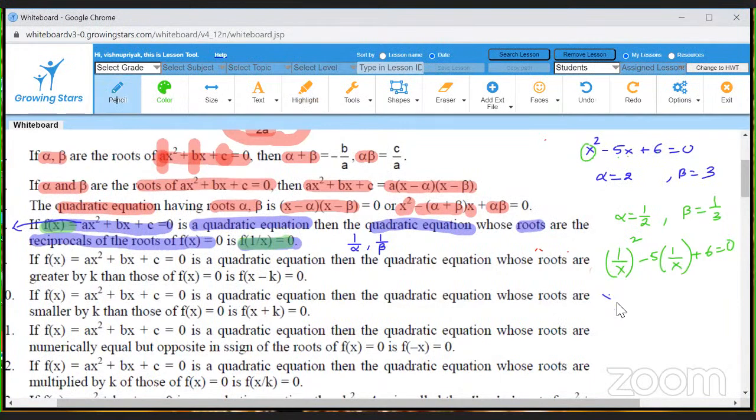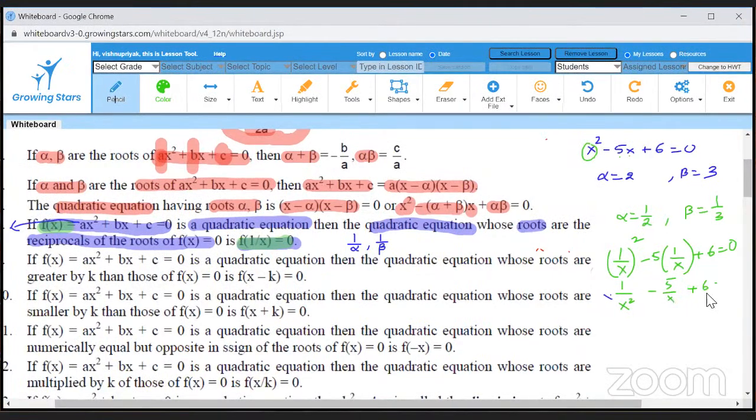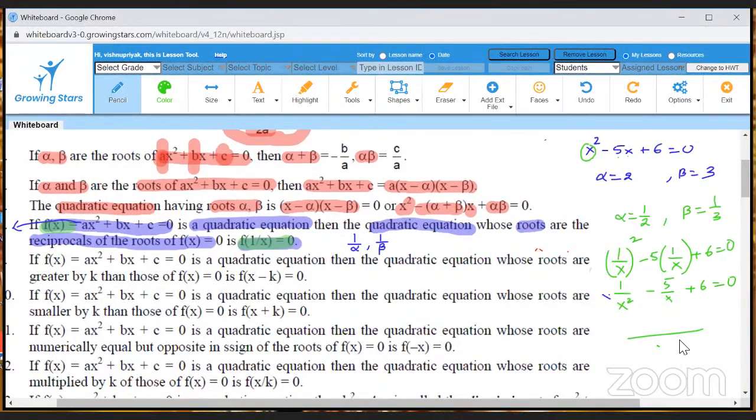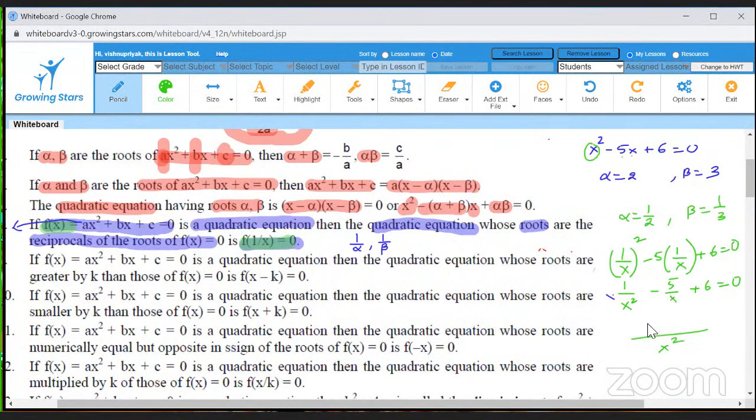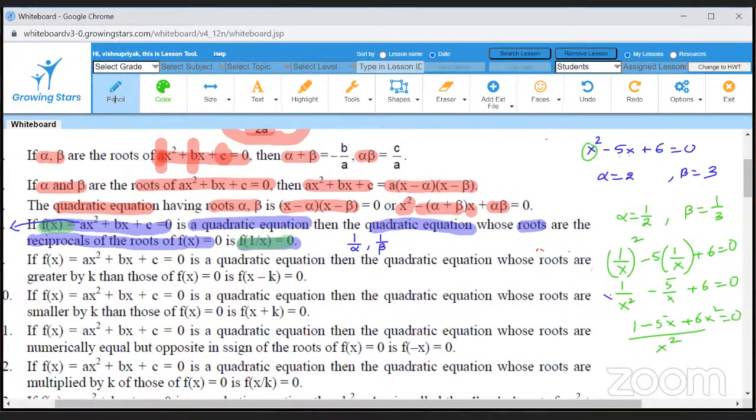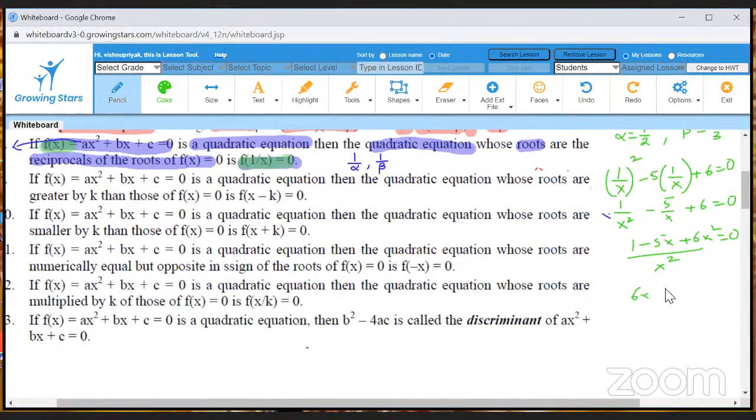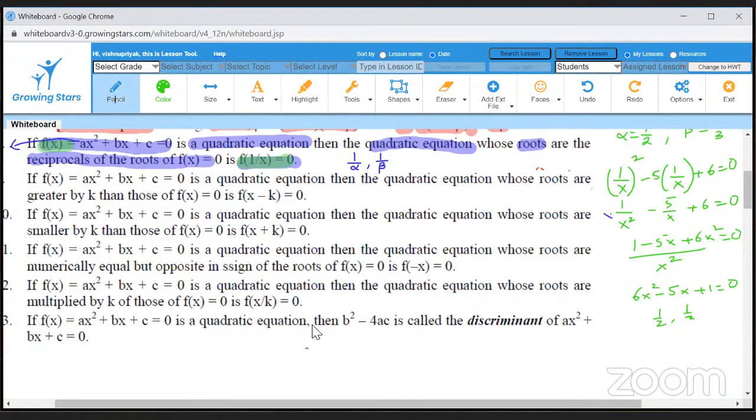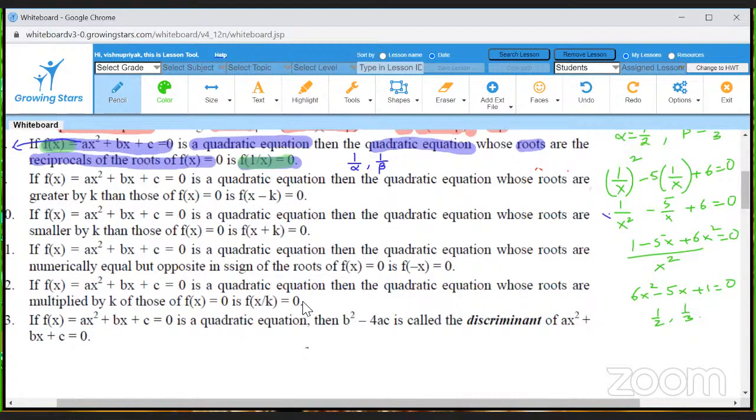So what will that be? 1 by x square minus 5 by x plus 6 equal to 0. Denominator is x square, so 1 minus 5x plus 6x square equal to 0. Or, in the last step, 6x square minus 5x plus 1 equal to 0. For this equation, the roots will be 1 by 2 and 1 by 3. So this is how you have to use all these, the next few formulas.